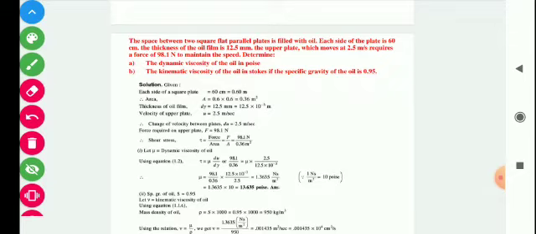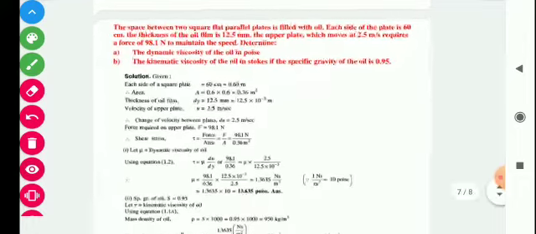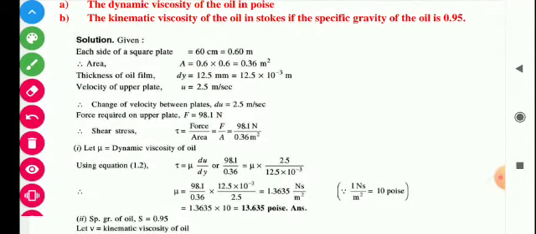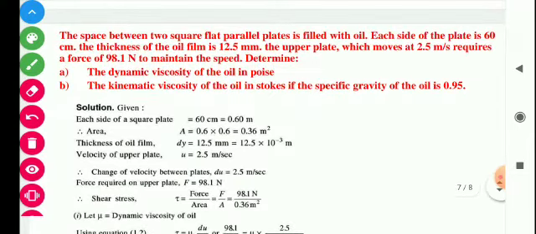First of all we need to convert all the units into SI units. Each side of the square plate is 60 centimeter, and then it will be equal to 0.6 meter. Area will be, because this is a square flat plate, so the shape is square, so its area will be equal to side squared. So 0.6 into 0.6, and this will be equal to 0.36 meter square.